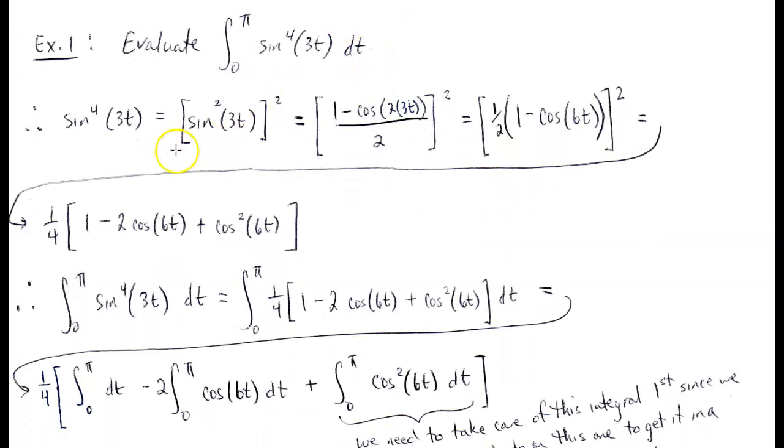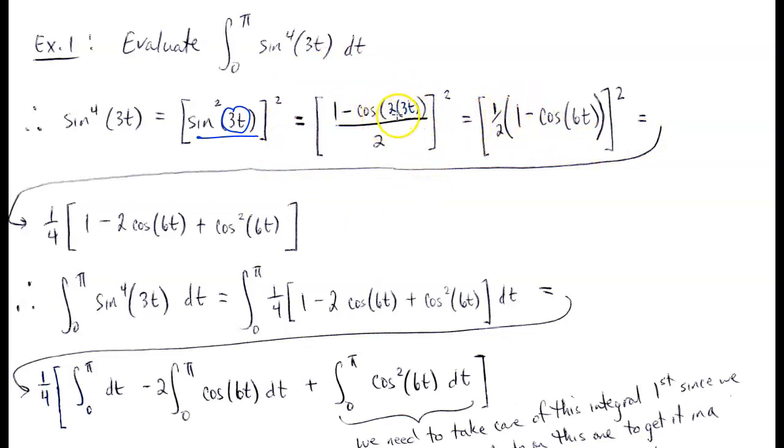So you see how we start off by rewriting sine of 3t raised to the 4 as sine squared of 3t, squared. Okay, and then of course we use the reduction formula again for sine squared, and that'll just be 1 minus cosine of 2 times whatever the argument is, which is 3t in this case, all that divided by 2, and then we take that whole entire expression and square it. Okay, so we do that.